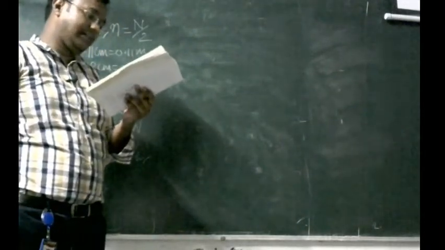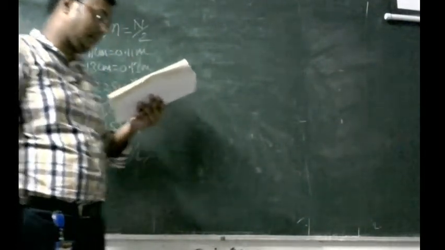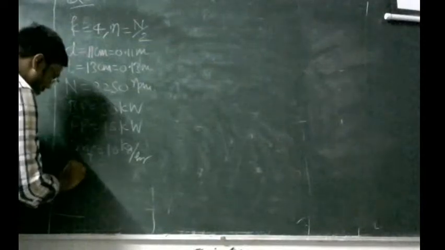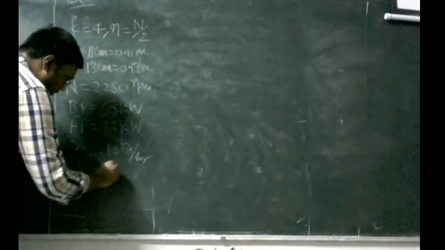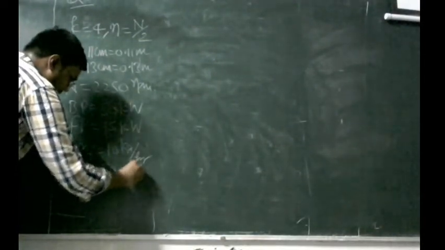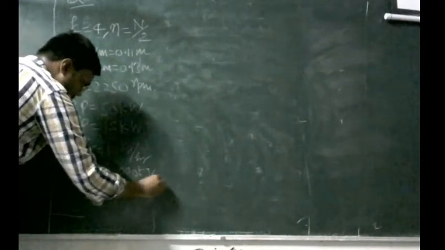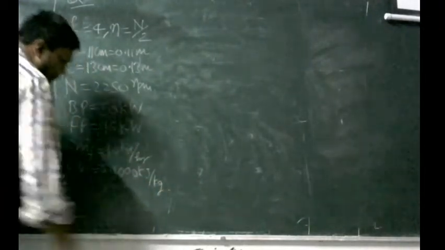Calorific value of fuel is given in the question. Cv is equal to 50,000 kilojoule per kg.